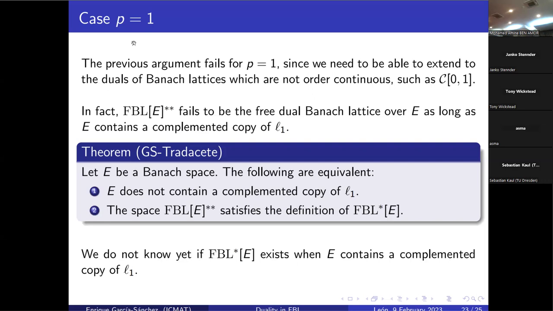So this is a work in progress, but we're kind of building a dictionary between Banach space properties and Banach lattice properties. I don't know, Pedro, are you going to talk about this in your talk? Okay, so I make a little bit of a spoiler. Okay. Well, any other question?